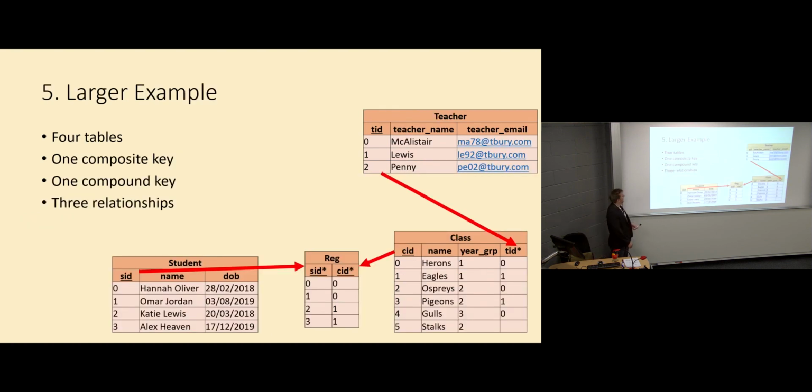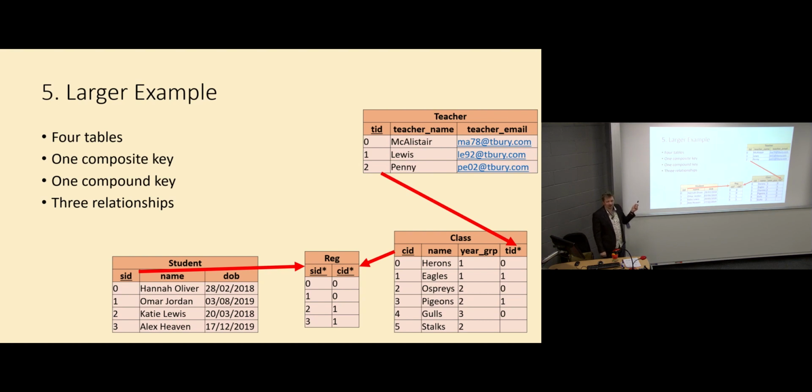So a big example then. So here we have 4 tables. We have the teacher and class, just like we've seen throughout the lecture. We've then got a student table, which has a student ID, and then this registration table, which contains student ID and class ID, and which students are allocated to which class. So there's one composite key.